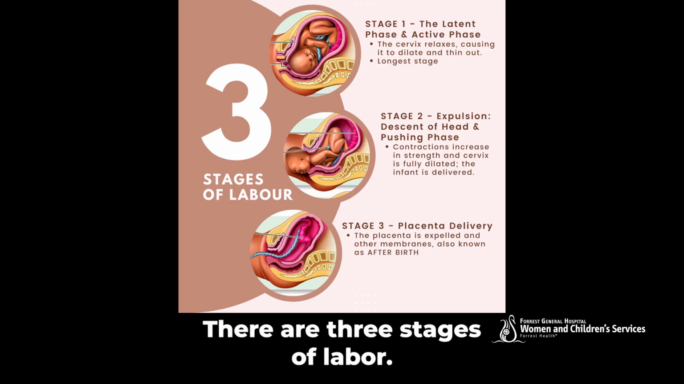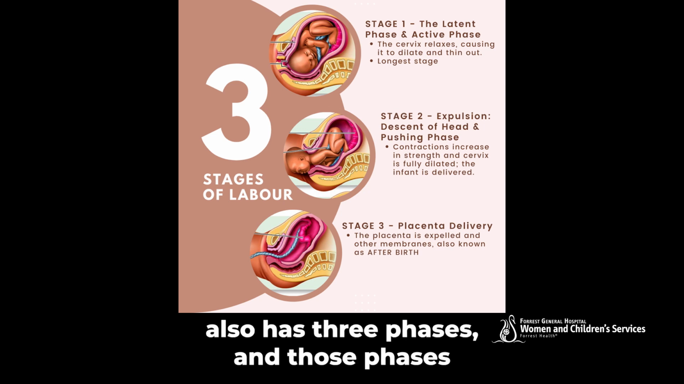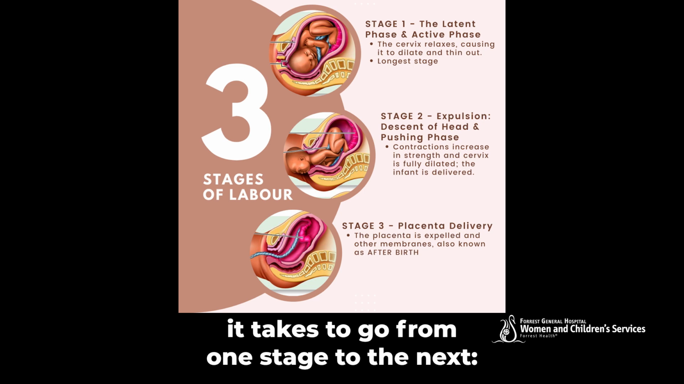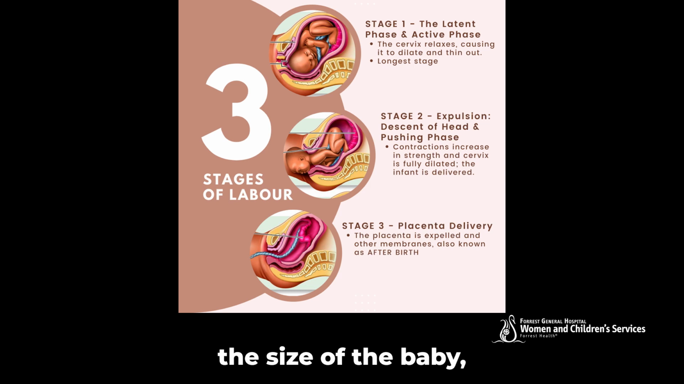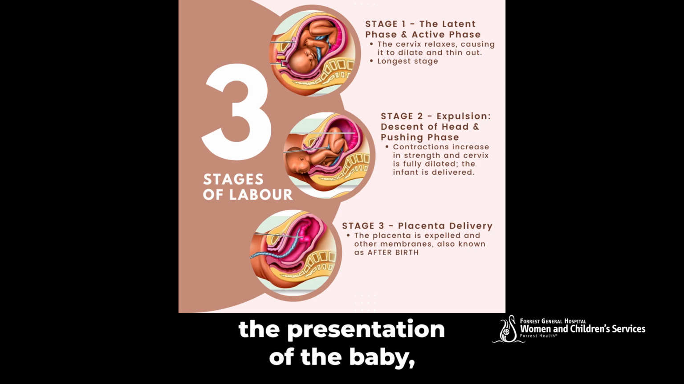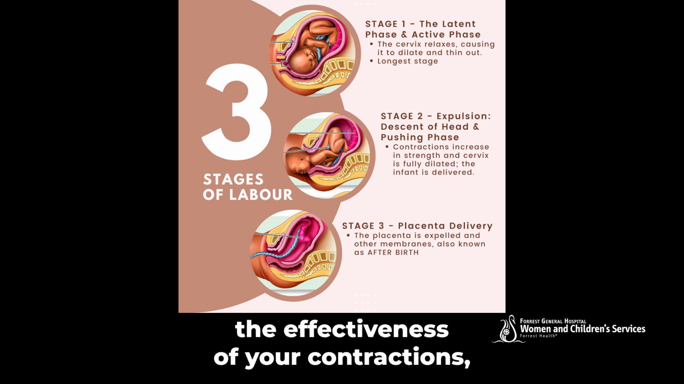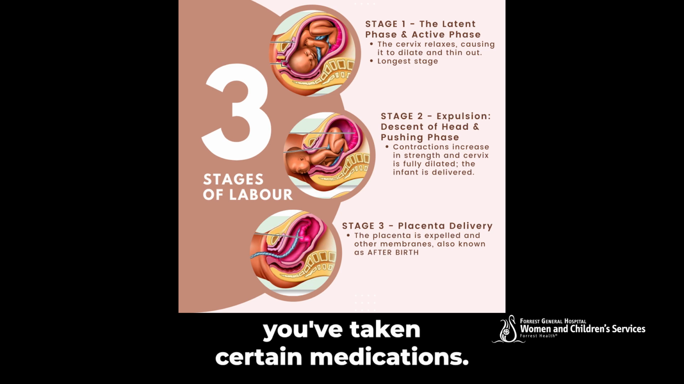There are 3 stages of labor. The first stage of labor also has 3 phases, and those phases are called early, active, and transition. Several things can affect how long it takes to go from one stage to the next. The position of the baby, the size of the baby, the presentation of the baby, the size and shape of your pelvis, the effectiveness of your contractions, and whether or not you've taken certain medications.